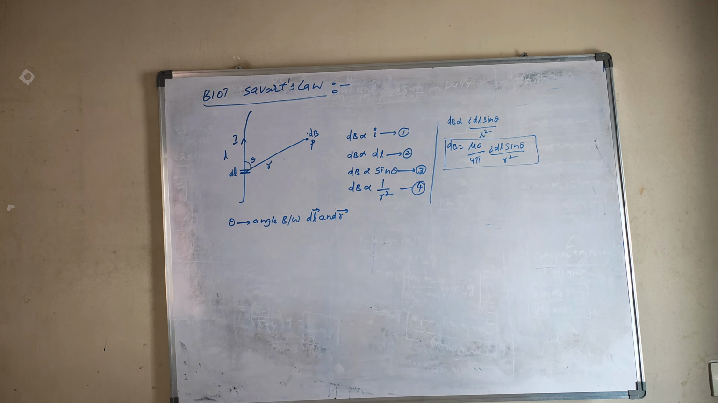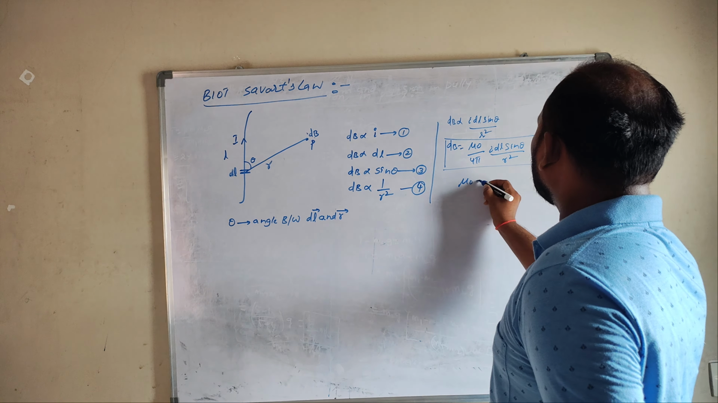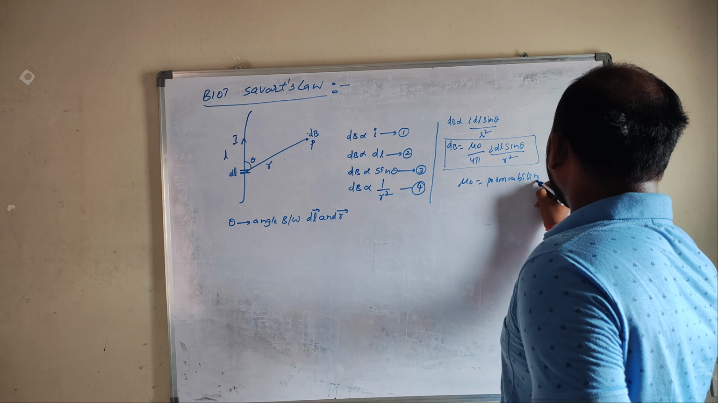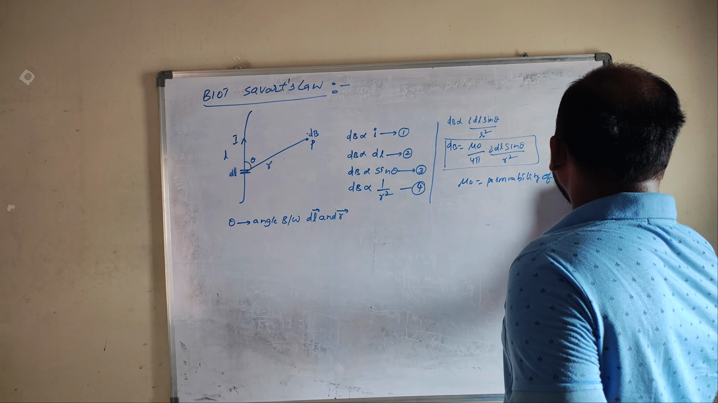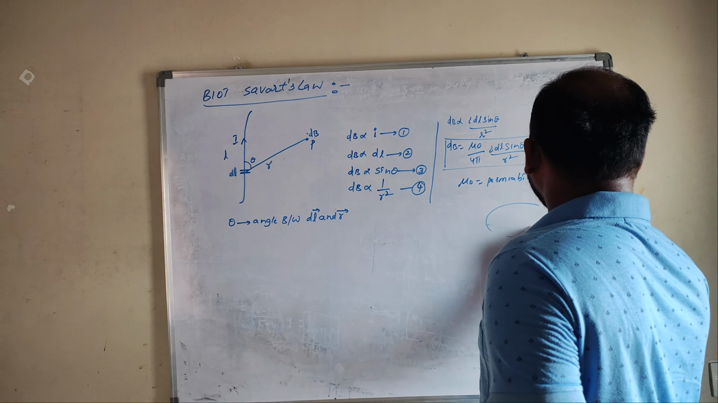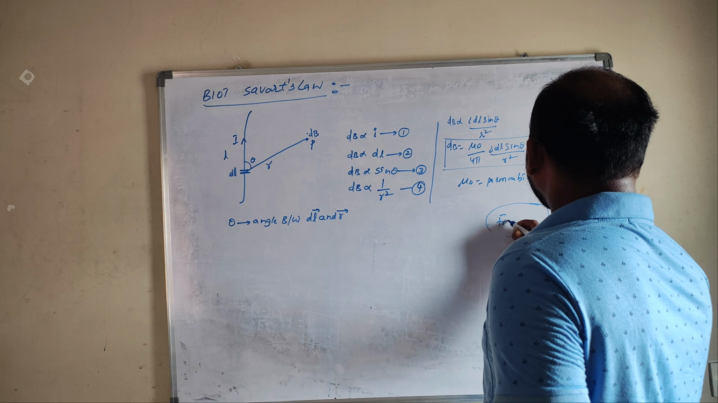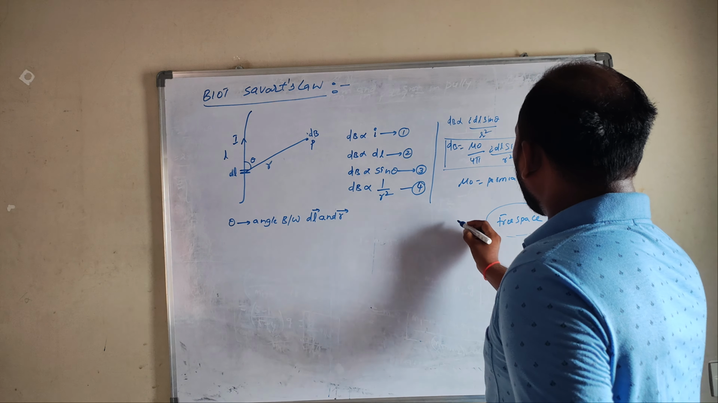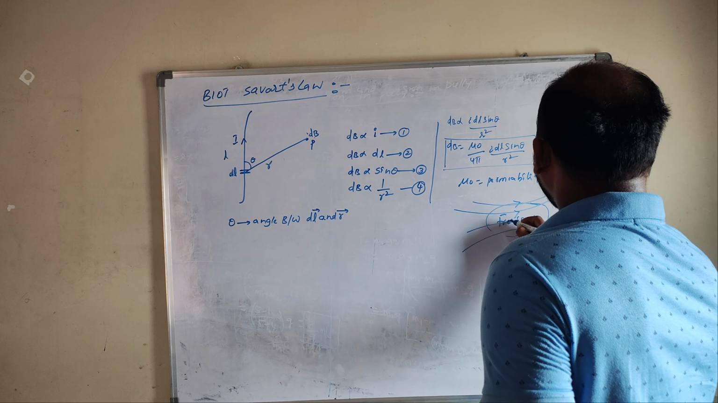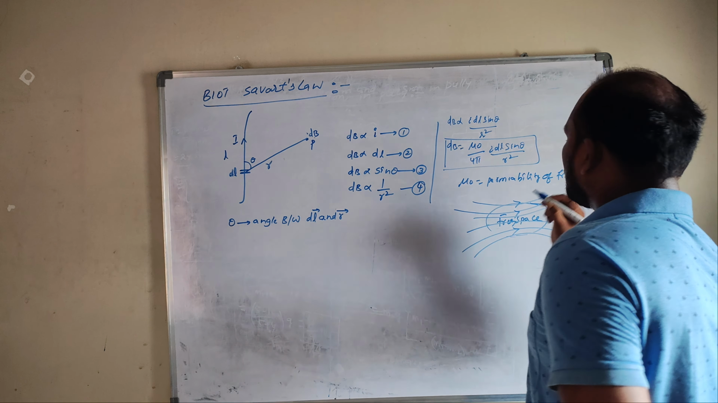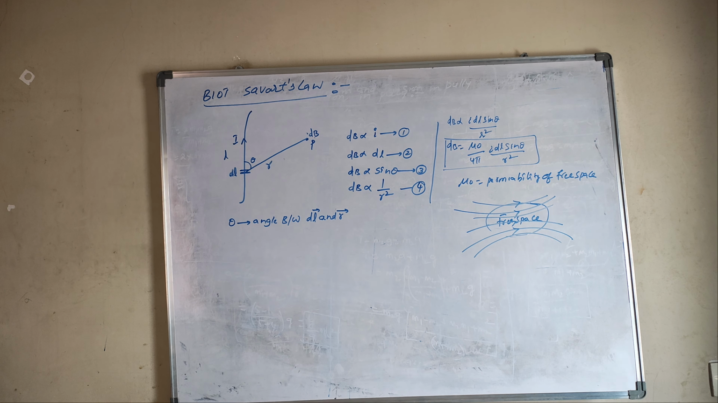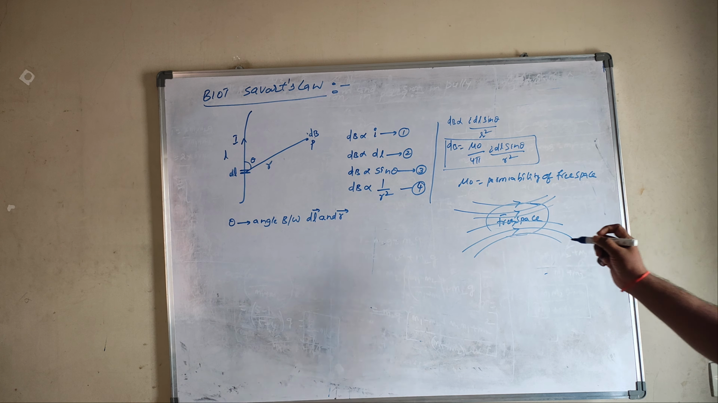What is mu naught? Mu naught is nothing but the permeability of free space. What is the meaning of permeability of free space? Suppose this is the free space, the vacuum medium. How many magnetic lines will pass through this free space, this vacuum, this medium? That is called mu naught.